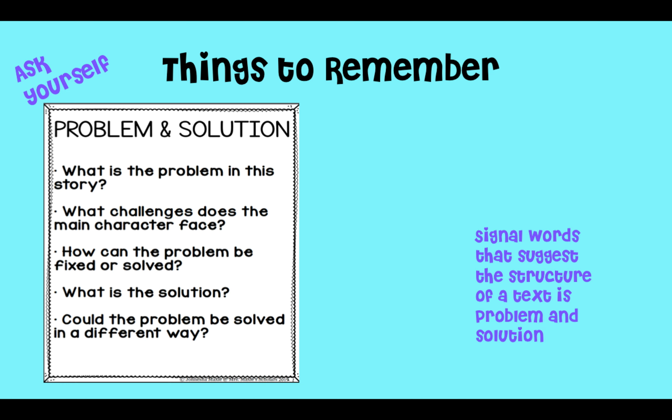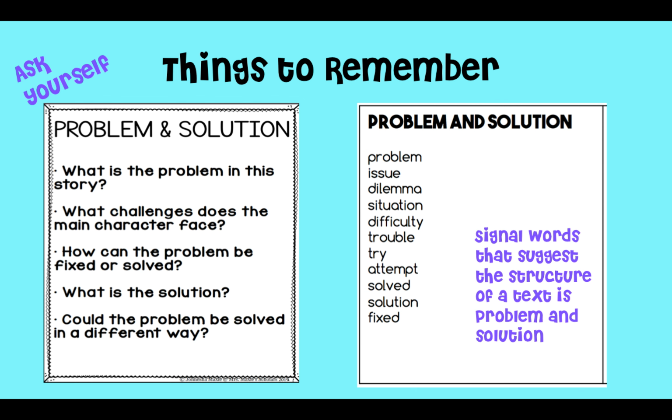Okay, and then you have some signal words that suggest the structure of a text is problem and solution, and those are words like problem, issue, dilemma, situation, difficulty, trouble, try, attempt, solved, solution, and fixed.